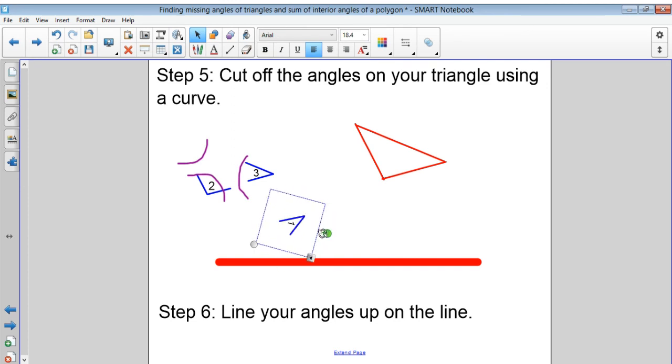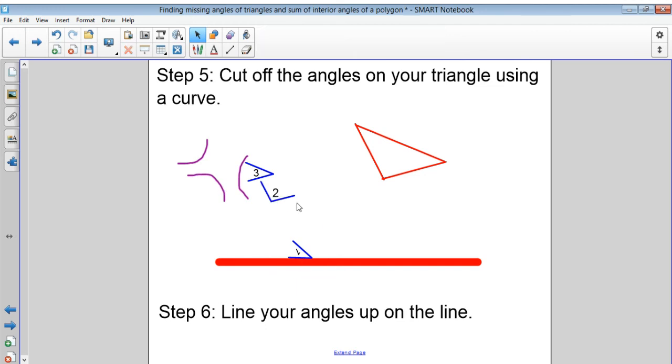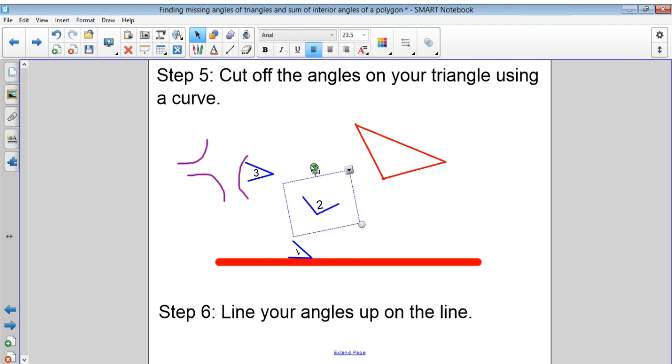So I'm going to rotate my angle, and you can do that also, or you could even flip yours because you've numbered front and back. So I'm rotating my angle, and I'm going to line it up on the line right here. I'm going to take the second angle and rotate it, and I'm going to line this angle up on the line right here. And then I'm going to take my third angle, rotate it, and also again, line it up on the line right here.